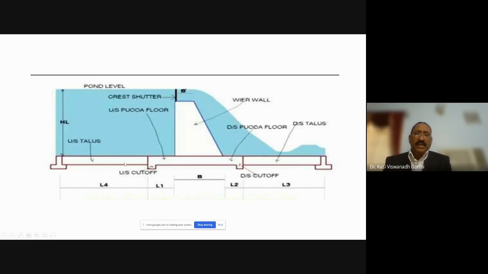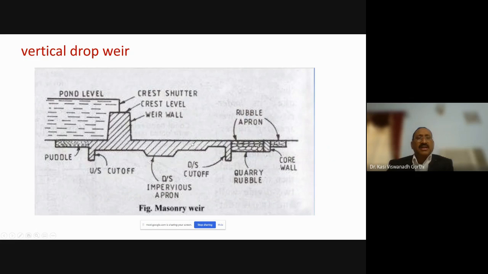So we try to look at the design principles for a vertical drop weir. Means we need to arrive at various levels for all these components, the thicknesses at different sections, lengths of different components. For example, for a weir wall, what is the top width, what is the bottom width? These are all the information which is required to be designed. So this is a design of a vertical drop weir.